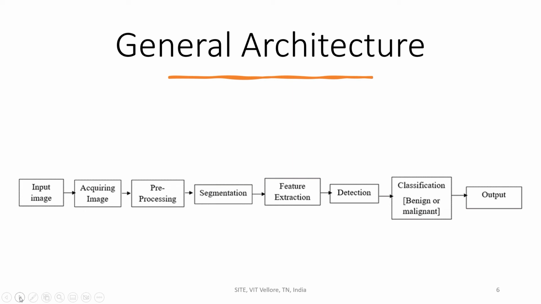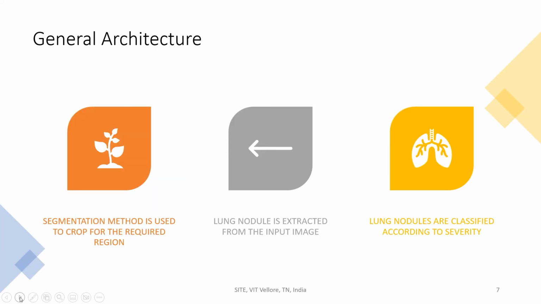So after this, it passes through segmentation and the feature extraction, where all the required features are obtained from all the training images. And then there's the detection process, which is based on the features which have been obtained from the images. Based on these features, again, the model tends to classify whether the lung nodules detected are cancerous or non-cancerous, and this result is given as output by the machine learning model.